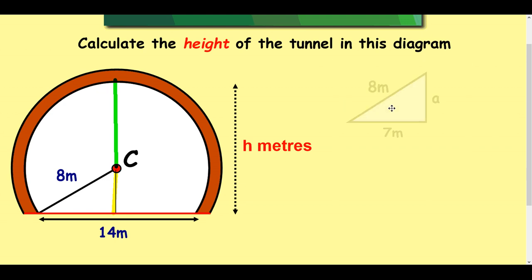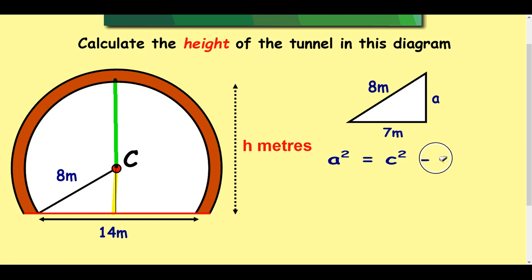So I tend to draw a wee triangle out the side separately and go 8 for the radius, 7 for the bottom bit, and then I'm working out a shorter side in my Pythagoras, so I'm not going to use c. Okay, so I'm going to start with a squared equals c squared take away b squared. That's my starting point. The c is the longest side, which is 8, and the shorter side is 7 here. So I'm going to go a squared is 8 squared take away 7 squared.